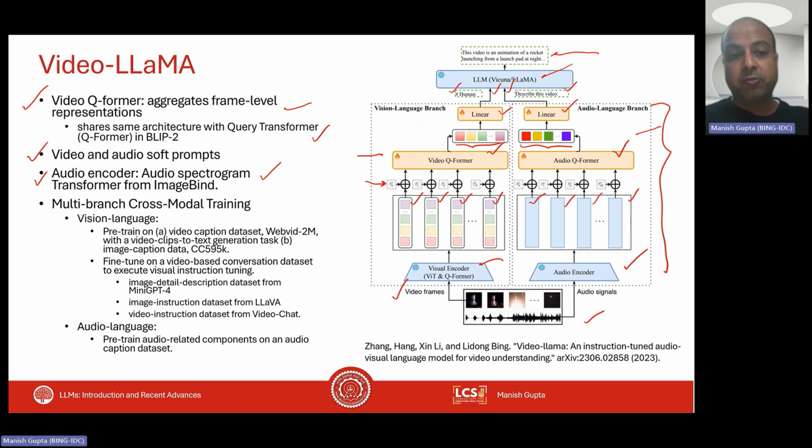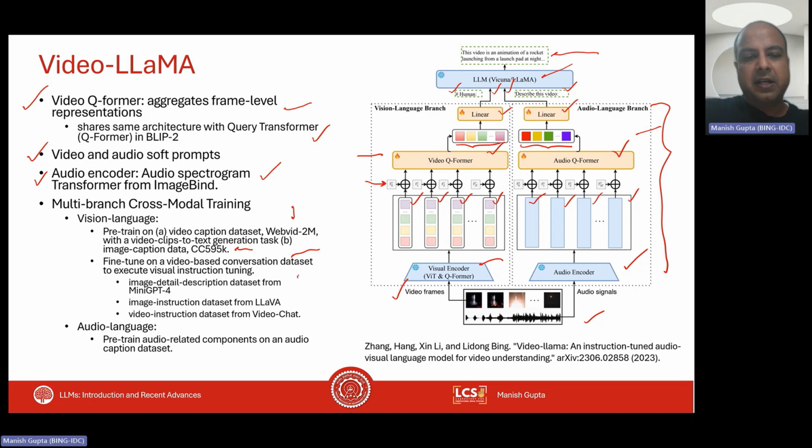The vision-language part, of course, needs to be pre-trained. So it's pre-trained using a video caption dataset with 2 million, which has video clips for a video-to-text generation task, and also on image caption data. So it's trained using both image-text pairs and video-text pairs. There are two phases for the vision-language branch. The first phase does the pre-training using video-text and image-text caption data typically. But the fine-tuning is done using video-based conversational data for visual instruction tuning.